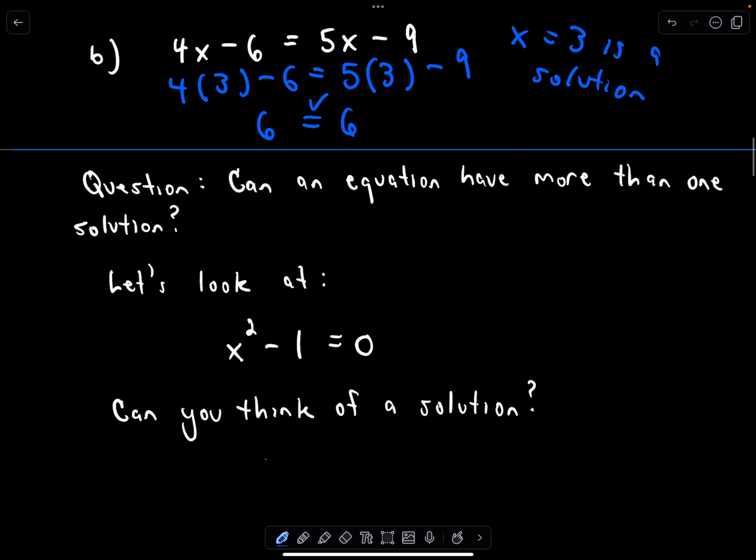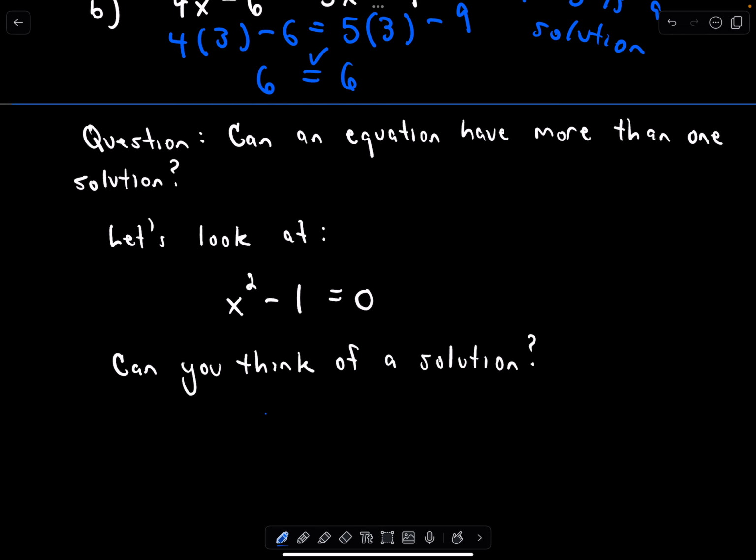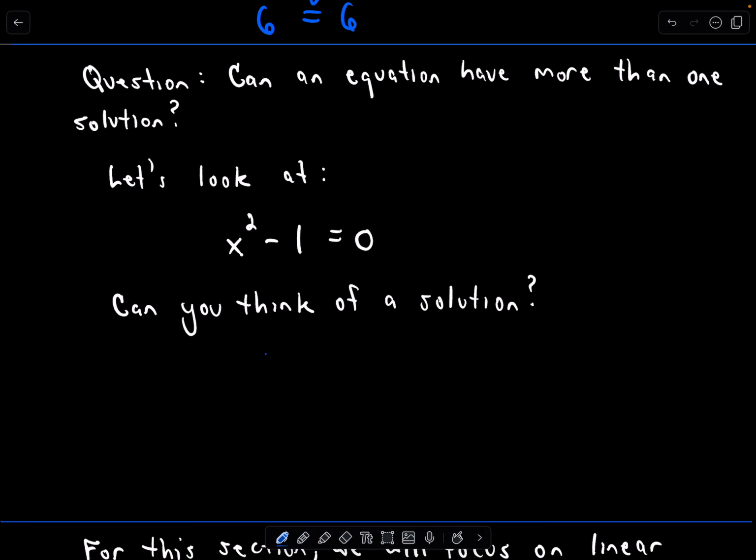And a quick little question here. Can an equation have more than one solution? And I think I alluded to this earlier. So let's look at this equation, x squared minus 1 equals 0. Can you think of a solution? Can you think of some value that you can square and then subtract 1 and get 0 out at the end? That's what this all says to do. It says take the number, square it, then subtract 1, and you want that to equal 0 at the end of the day. Well, notice if I plug in x equals 1, I would have 1 squared minus 1.